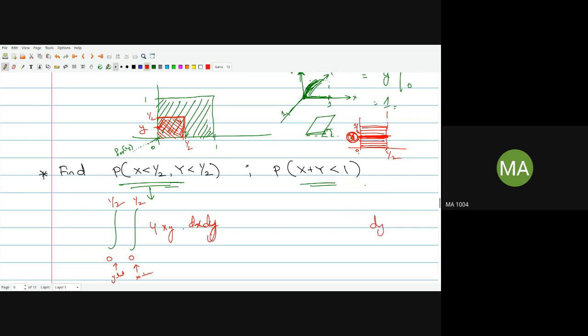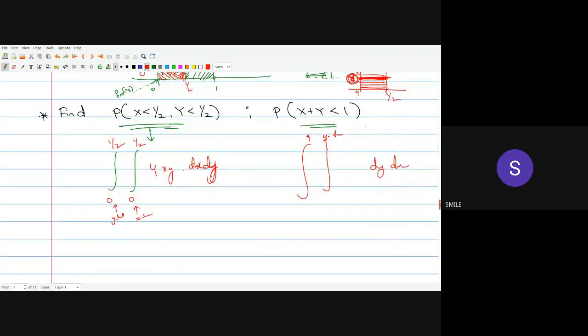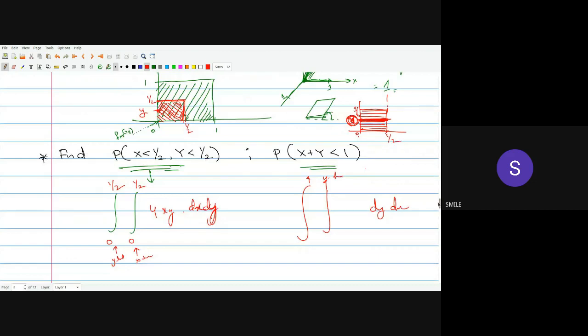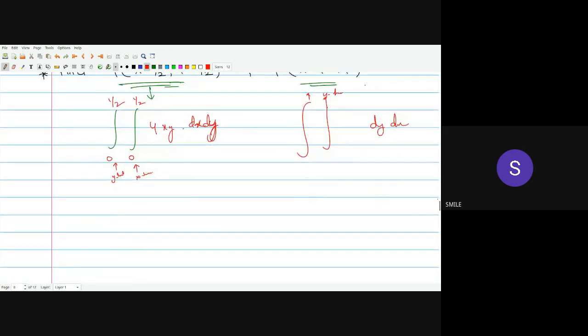If you do vice versa, then it will be dy dx. The outer one will be the x limits and the inner one will be the y limits. To find the inner integral, we have to keep the variable of the outer integral constant. So now you can compute this thing, 0 to half, 4xy dx dy. You just substitute the limits and get the value.